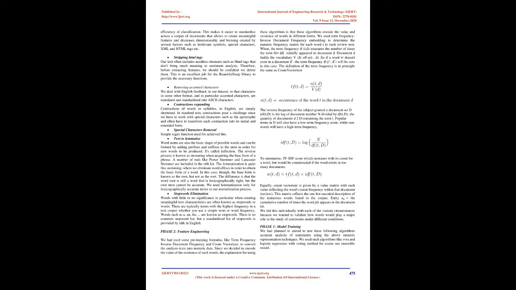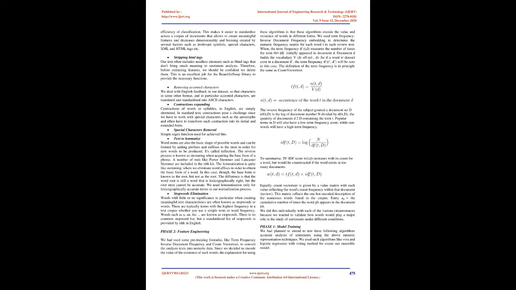We used term frequency inverse document frequency embedding to determine the numeric frequency matrix for each word t in each review text. The term frequency TF(t, d) measures the number of times the term t initially appeared in document d, building the vocabulary V. So if a word w doesn't exist in a document d, the term frequency TF(t, d) will be 0 in this case. The definition of term frequency is in principle the same as count vectorizer.